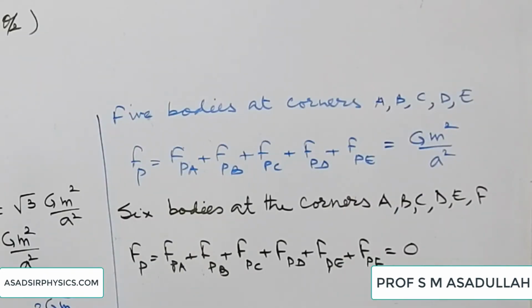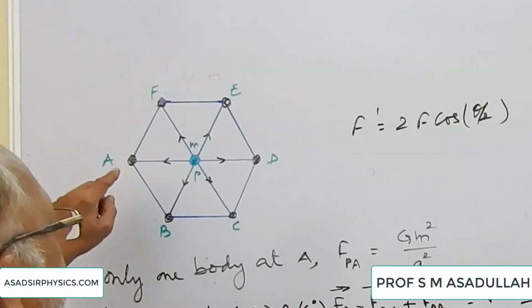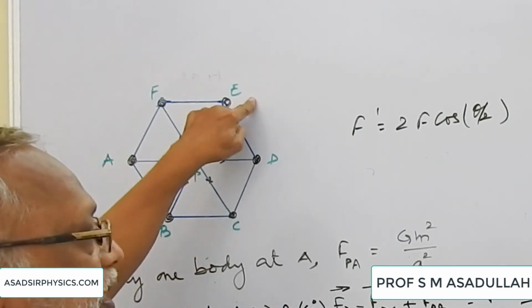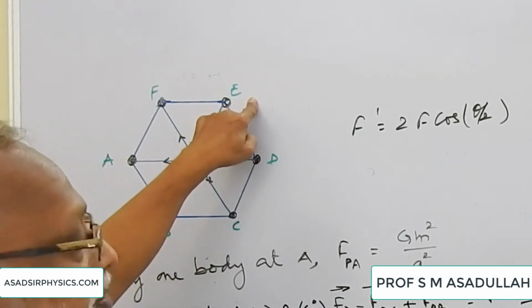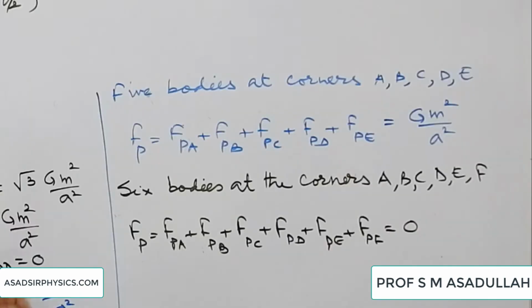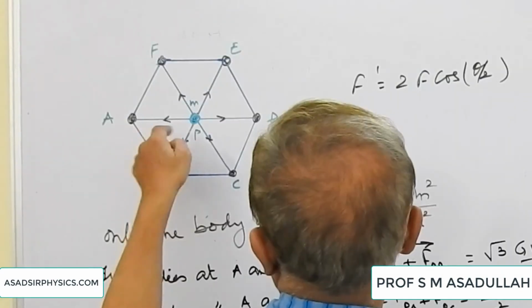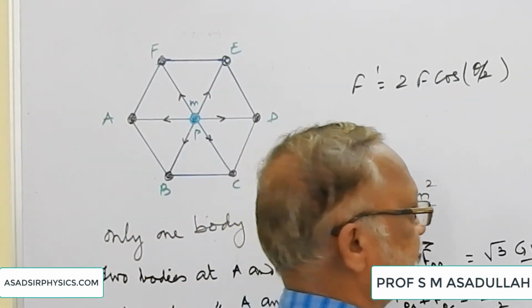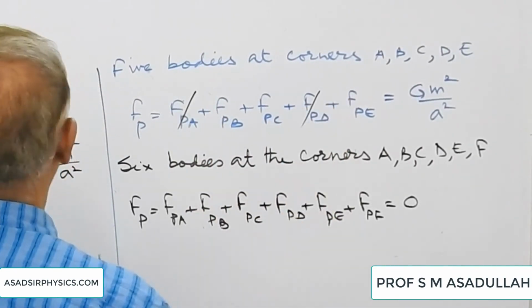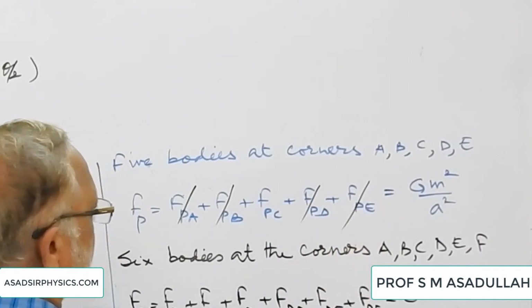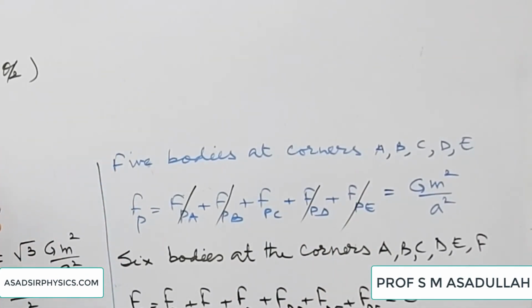Now we are keeping five bodies at five corners of a regular hexagon. Suppose the bodies are placed at A, B, C, D, E. Then there will be five forces, FPA, FPB, FPC, FPD, FPE. FPA and FPD will get cancelled. FPB and FPE will get cancelled. What remains? Only one force remains. So it is GM square by A square.